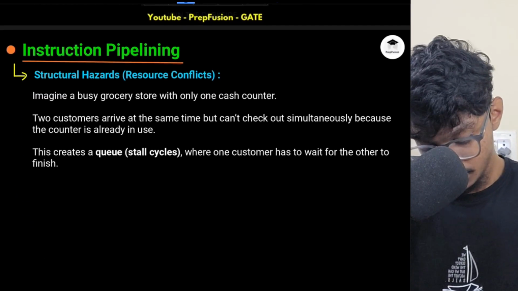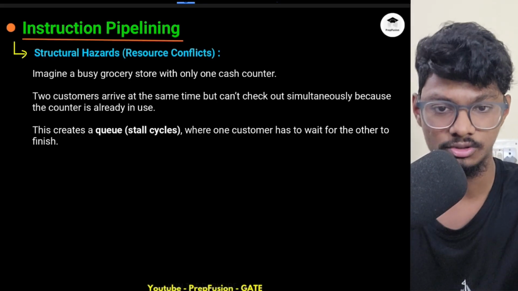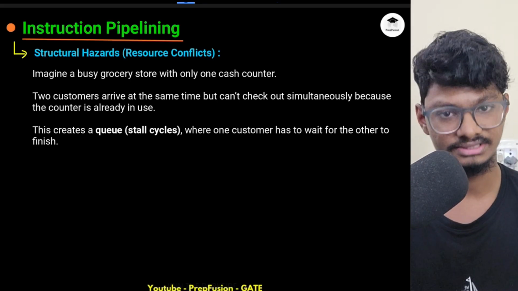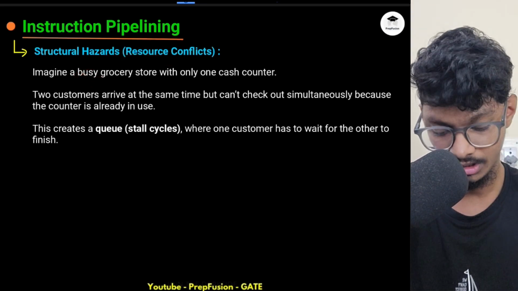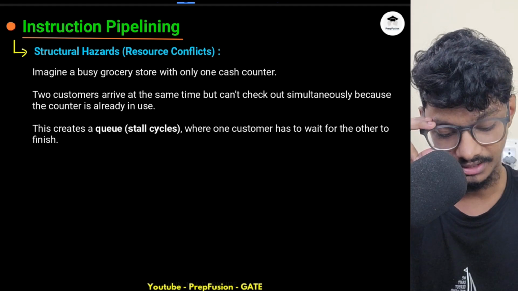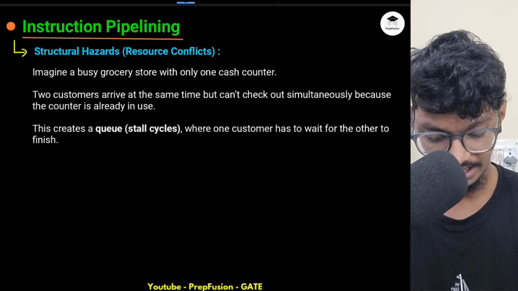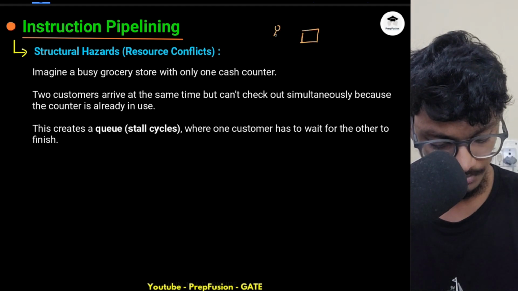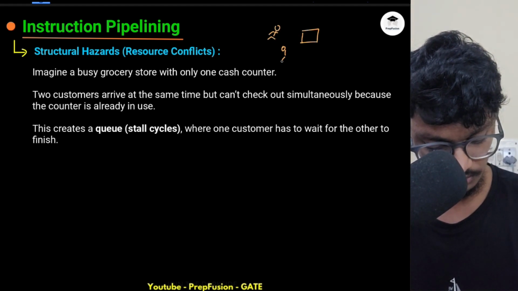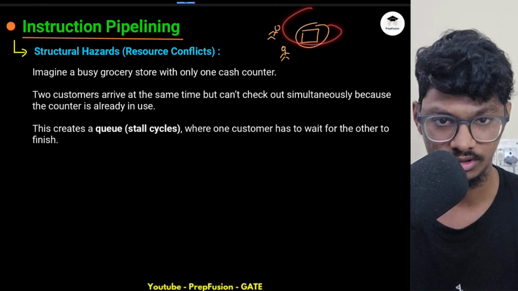Okay, so now we'll study structural hazards. So what are structural hazards basically? Let's understand with a basic example. Imagine a busy grocery store with only one cash counter. Two customers arrive at the same time but can't check out simultaneously because the counter is already in use. There is a line, right? There is a cash counter here. Two people are coming to the cash counter, but I have only one cash counter, so it can only service one customer, because someone has to pay.